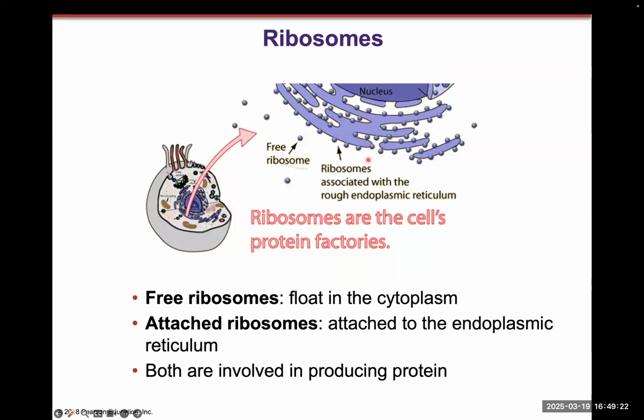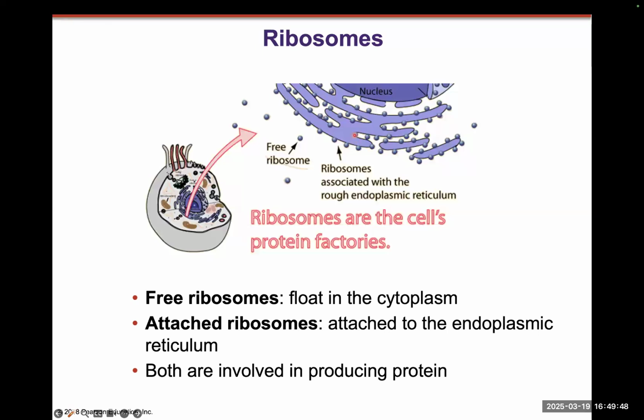Okay, so the next non-membranous organelle we have is called the ribosome. It's a little molecule that makes proteins, and there are 2 kinds that you've got. There are free ribosomes that are just floating around, and then there are ribosomes that are associated with the rough endoplasmic reticulum. Ribosomes make proteins, so they're the cell's protein factories.